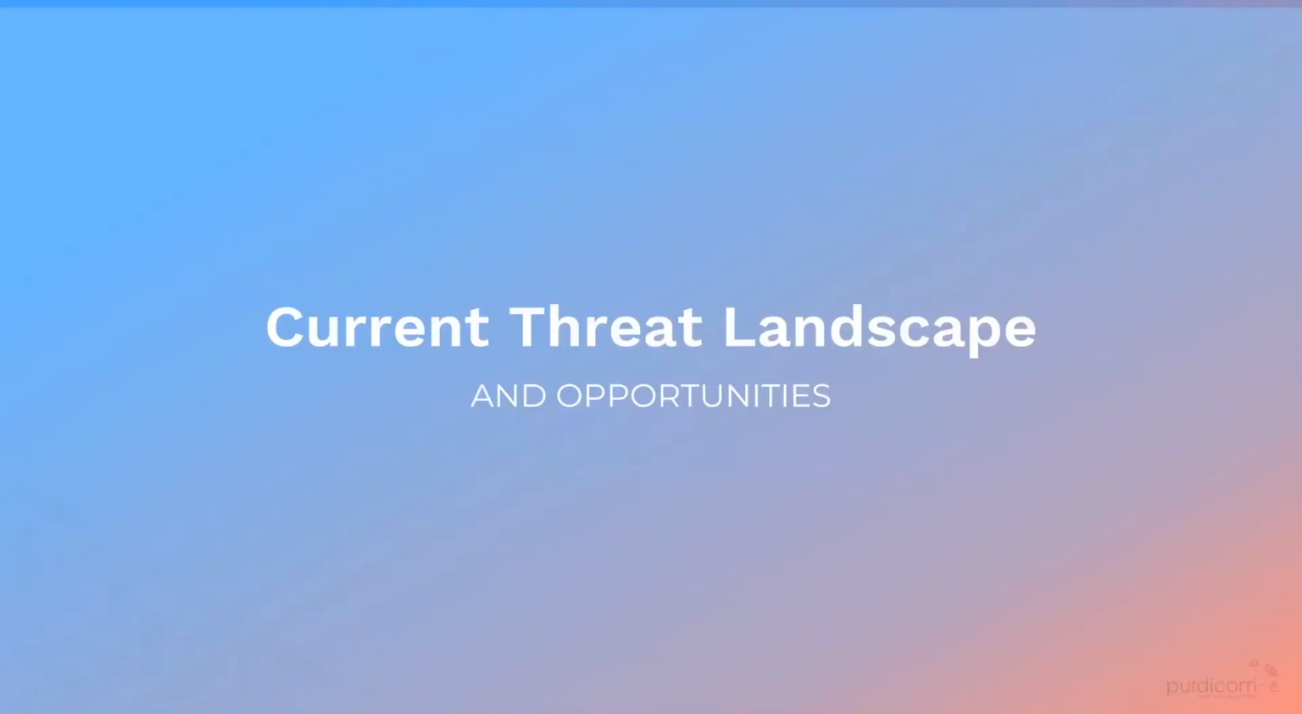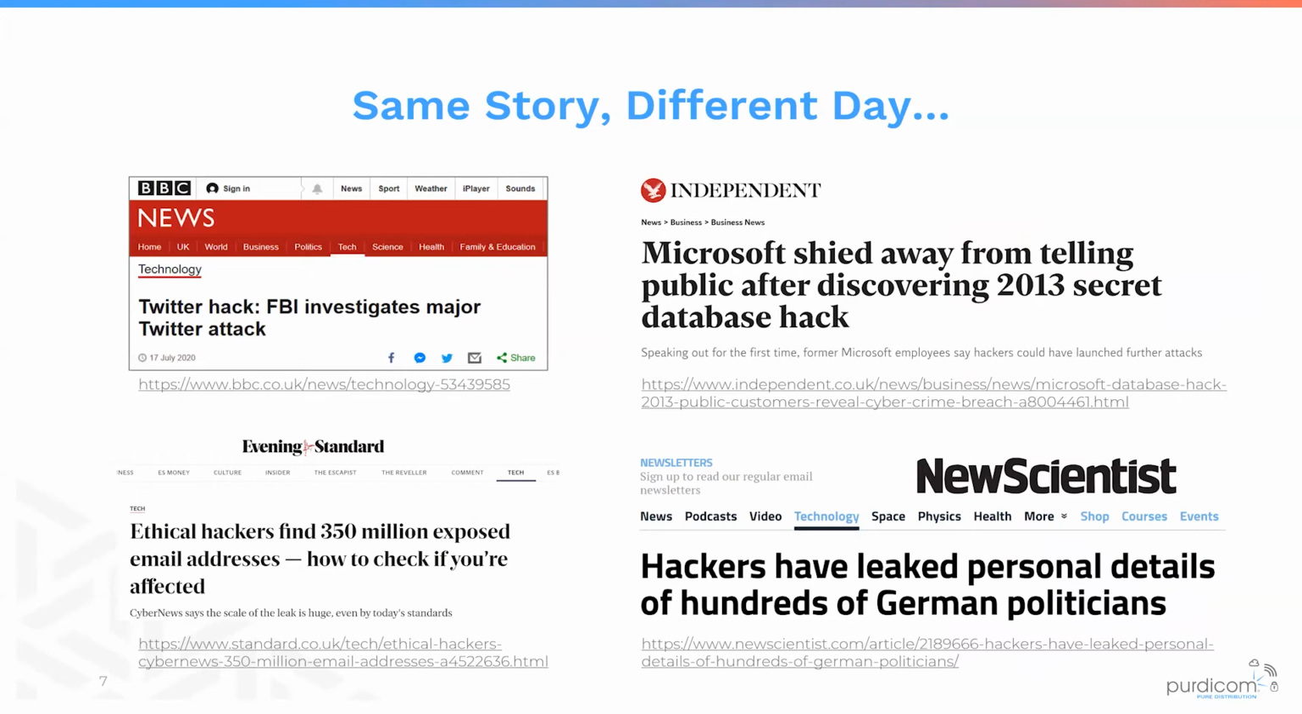what is the current threat landscape and opportunities? So we're all very aware that every day there's a different hack. You know, Twitter got attacked. Ethical hackers exposed 350 million exposed email records. Even some other vendors have been attacked, such as Ubiquiti most recently, where unfortunately they had a breach in their data center which exposed millions of other people's information and usernames and passwords. Microsoft most recently, their Exchange servers on premise were all compromised as well. You know, there was a conflict where the German politicians had all of their personal details leaked.